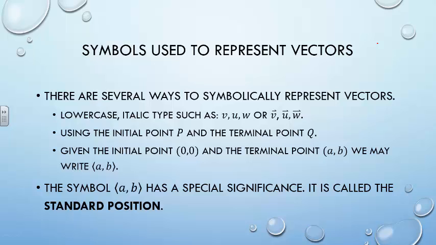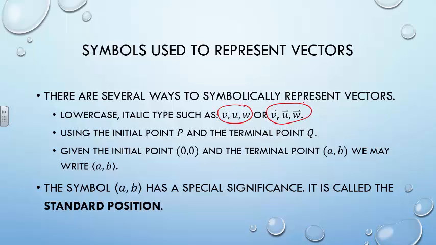Mathematically, there are many symbols used to represent vectors. Most commonly, you'll see lowercase italic type, such as v, u, w. And you also will see a lowercase italic type with a little arrow over top of it. Those mean the same thing. They're both indicating you're working with a vector.